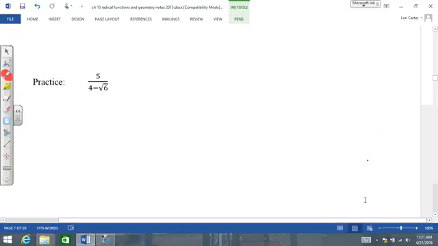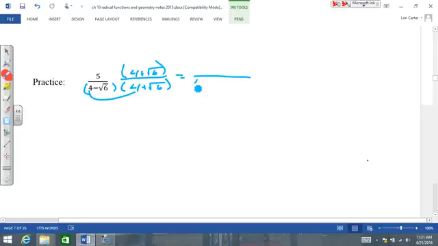Okay, up here, what's my conjugate? 4 plus the square root of 6. Okay, what do we get on the bottom? 4 times 4 is 16. Then what? Good, minus 6. Perfect. So we have 10 in the denominator. Well done. Okay, now how do we do the top?